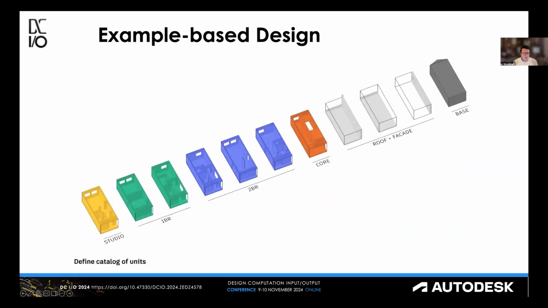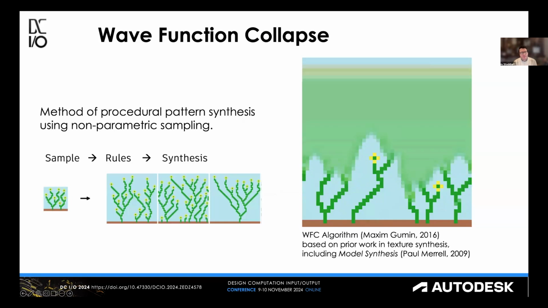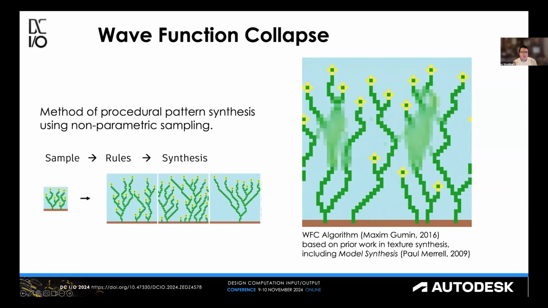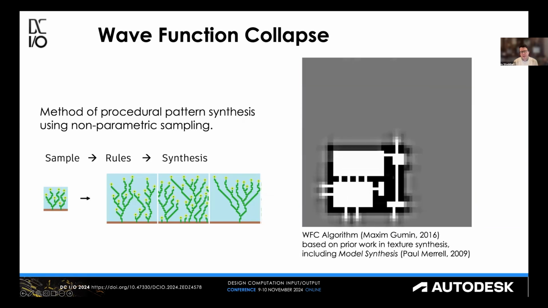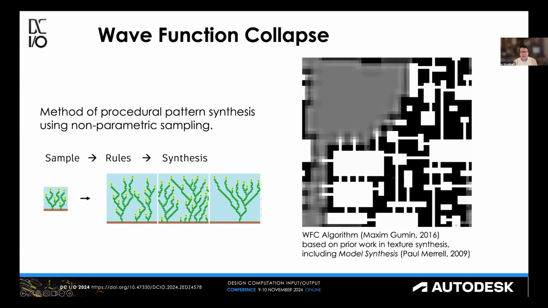So how is this working on the back end? We're using an algorithm called wave function collapse, which you might be familiar with, or WFC for short. This is a procedural content generation method that was published in 2016 and based on some earlier work in the late 2000s. But all it does is it takes a piece of constrained and structured data as an input.